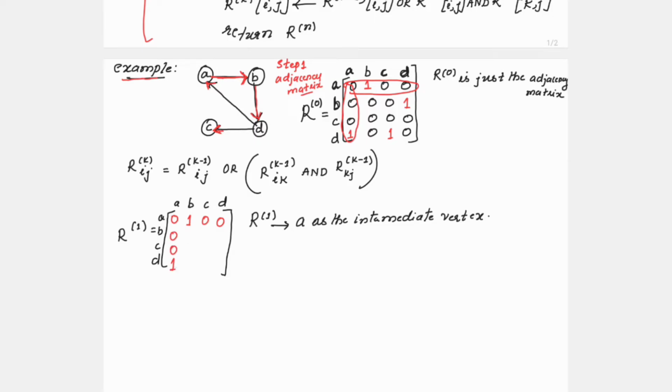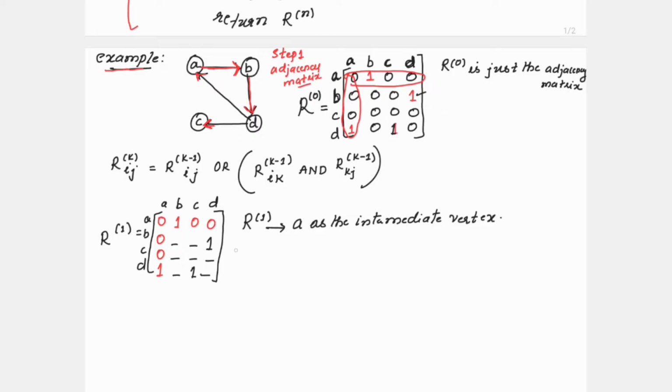And from the remaining elements, there is a 1 existing for B to D, so B to D you can write down as it is, and there is one more 1 appearing between D to C, so D to C is 1. So the remaining elements you need to check here. In this, the very first one is B to B. So for R1 B to B, you have to refer to R0.